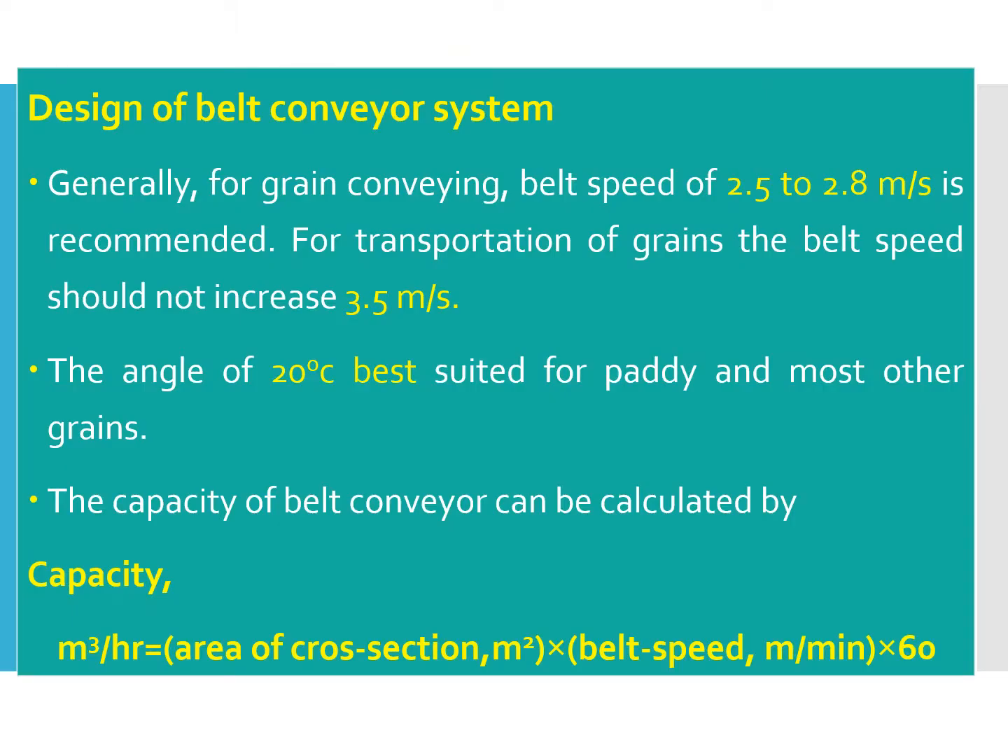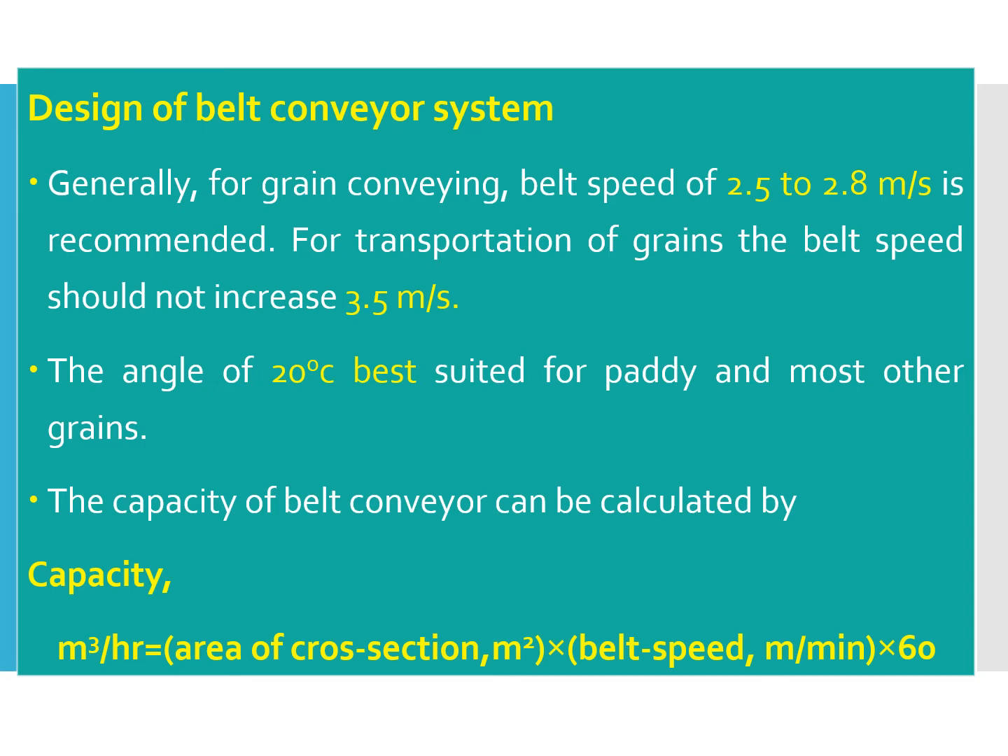Design of belt conveyor system. The first step in the design of a belt conveyor with a specified conveying capacity is to determine the speed and the width of the belt. Generally, for grain conveying, a belt speed of 2.5 to 2.8 meters per second is recommended. For transportation of grains, the belt speed should not exceed 3.5 meters per second.